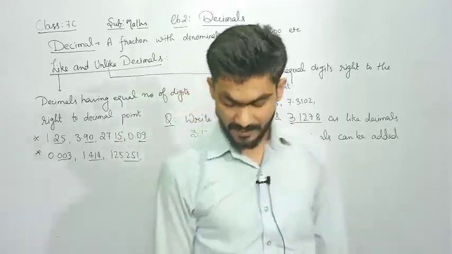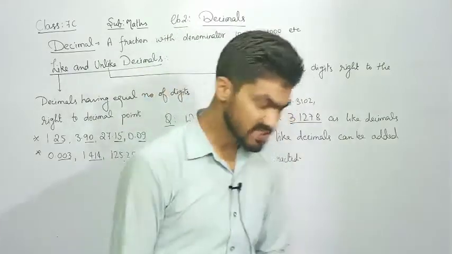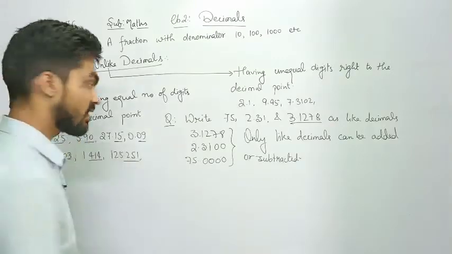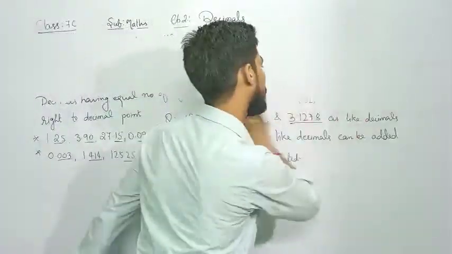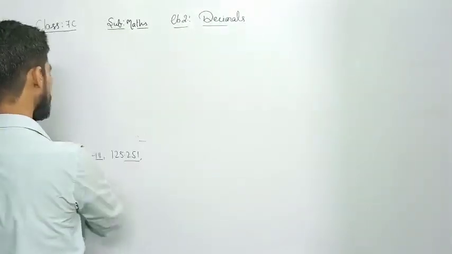Next thing, place value and face value of the digits. This is a very important part of this topic. I will take one example, and with that example I shall explain to you the whole place value concept of a decimal.